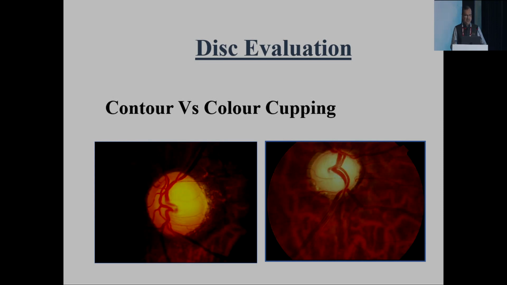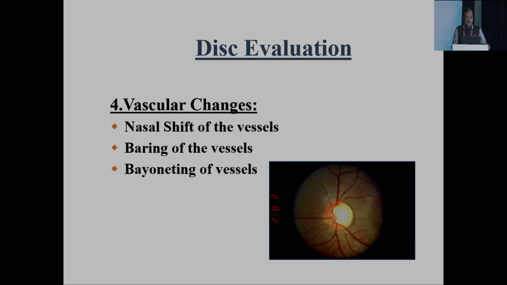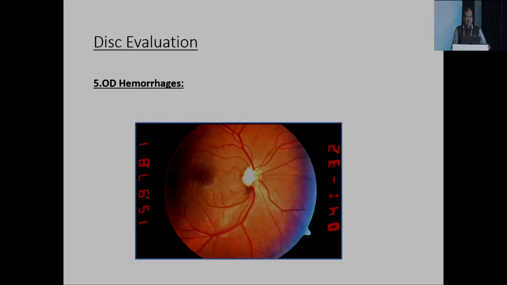Then comes the important thing, contour versus color cupping. If you see the disc on the left side, the color cupping may look like this, but if you look at the right one with the dipping of the vessels in the periphery, that is the real, physical amount of contour cupping that you need to take into consideration. The vascular changes, we all know: the nasal shift of the vessels, baring of the vessels, and bayonetting of the vessels need to be looked at.